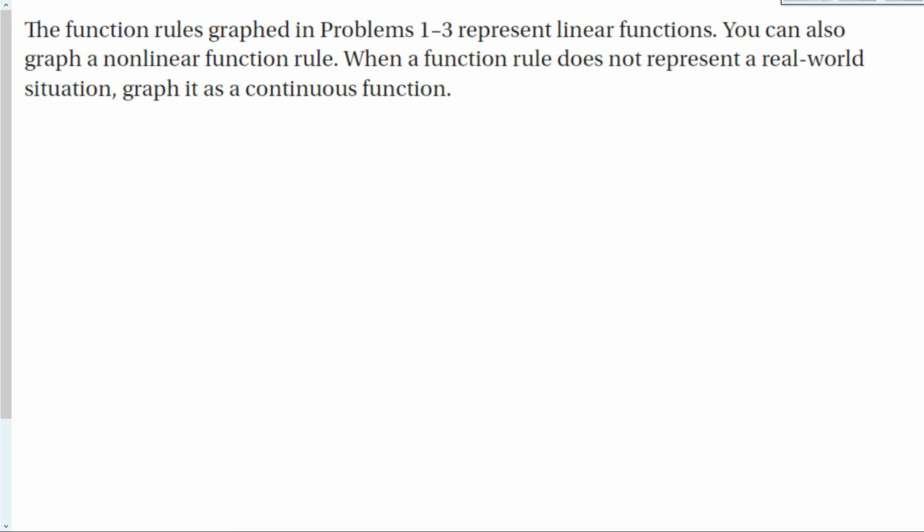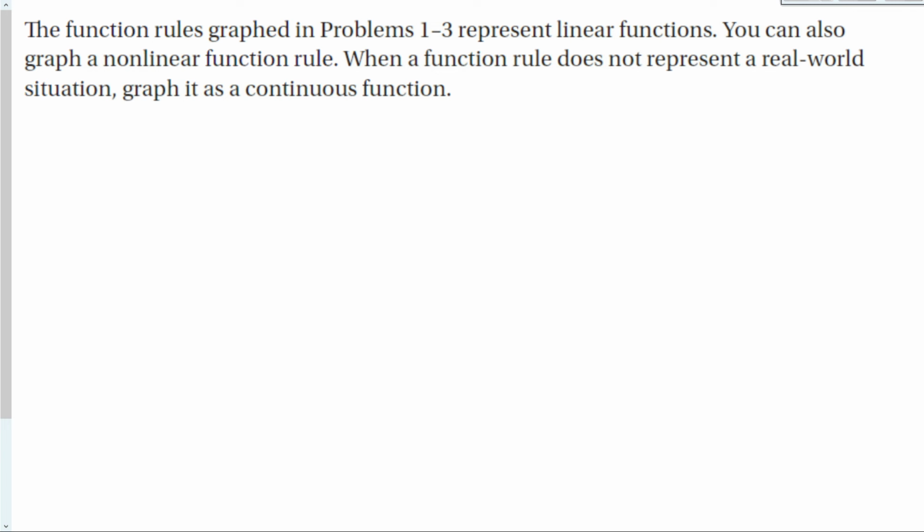So the function rules graphed in problems 1 through 3 represent linear functions. So all the stuff we've done so far has been a line. This technique also works to graph nonlinear functions. When a function rule does not represent a real-world situation, graph it as a continuous function.